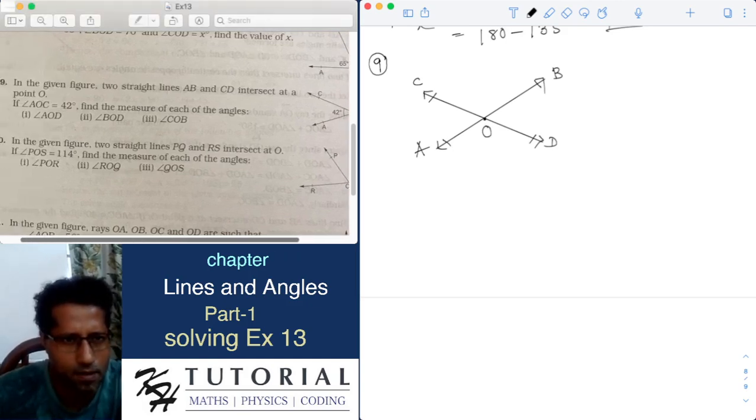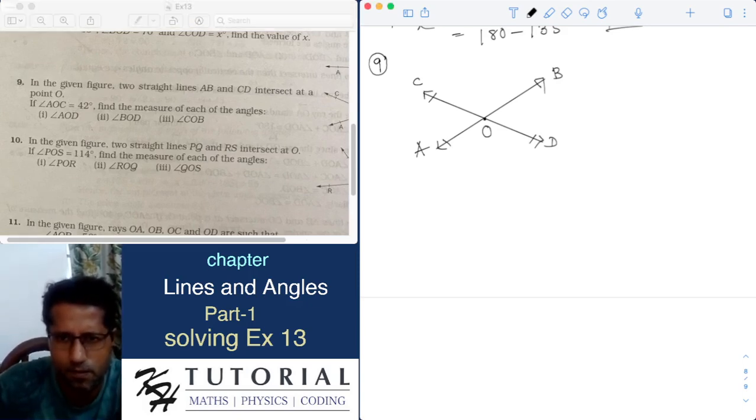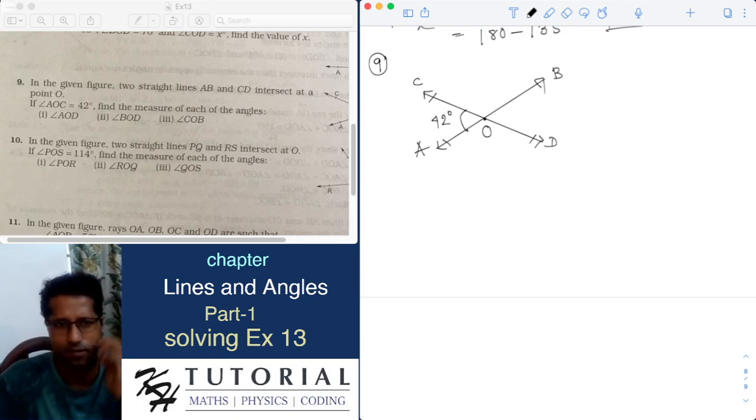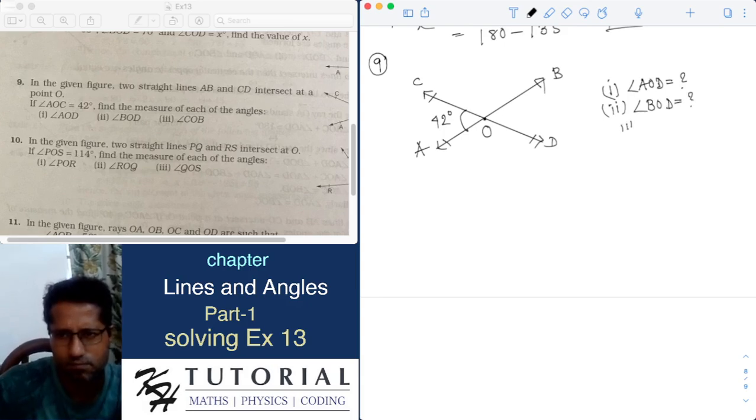Let's see what is given. Angle AOC is given to be 42 degree. Find the measure of each of the angles. We have to find AOD, we have to find BOD, and we have to find angle COB.